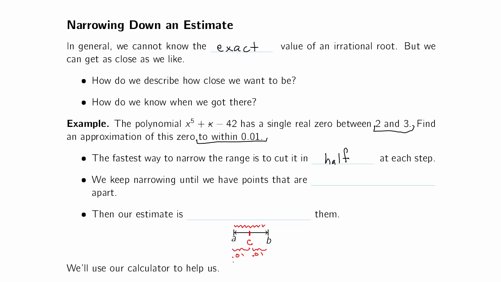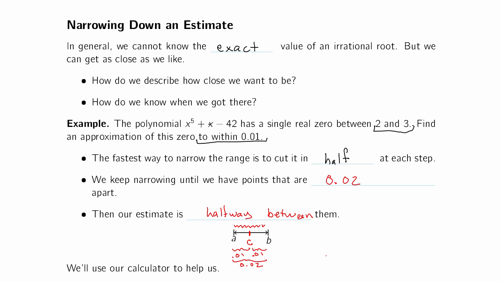But then, in order to accomplish that, a and b have to be twice that distance apart. So we keep narrowing until we have points that are twice that distance apart. And then our estimate is halfway between them. Okay, so there's our plan.